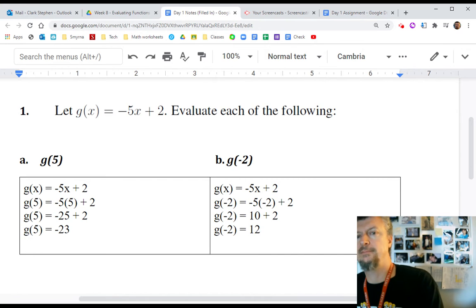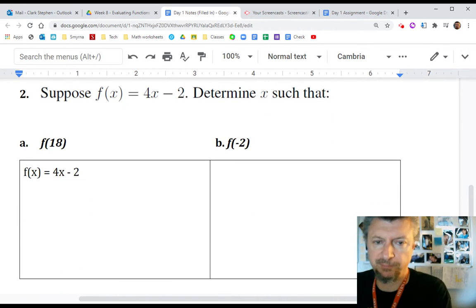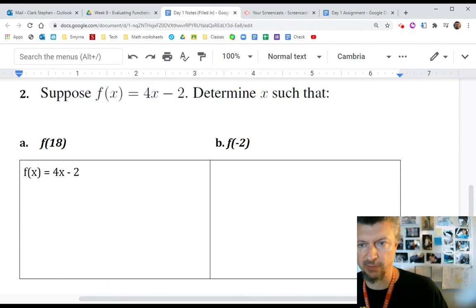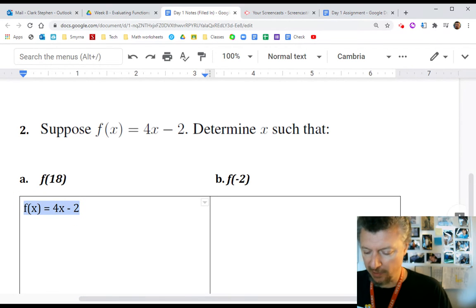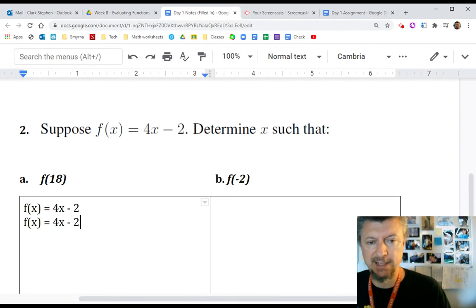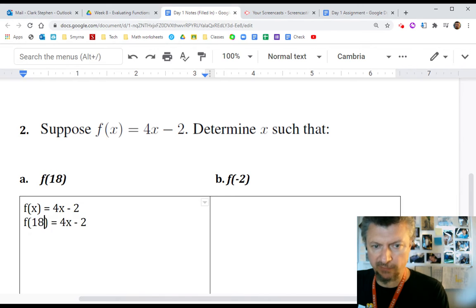All right. Let's do a couple more examples. It's going to be a shorter video than usual. Oh, it looks like I already copied the equation down here. f of x equals 4x minus 2. Now it's saying to plug in f of 18. So 18 goes in for x here and here.